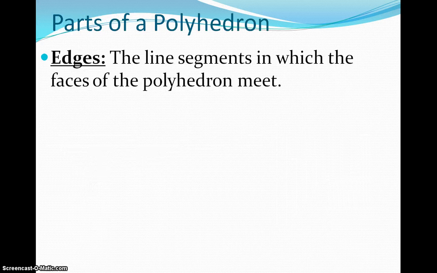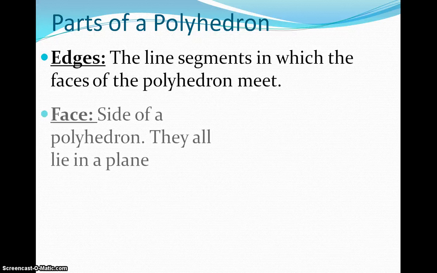A couple things to keep in mind when we talk about a polyhedron are the specifics. We have the edges of a polyhedron, the line segments in which the faces of the polyhedron meet. Now again, I'm going through all the definitions here, and then I'll show you a picture later on. The edges again are line segments in which the faces of the polygons meet. The face of a polygon is the side of a polyhedron, and they all lie in a plane.